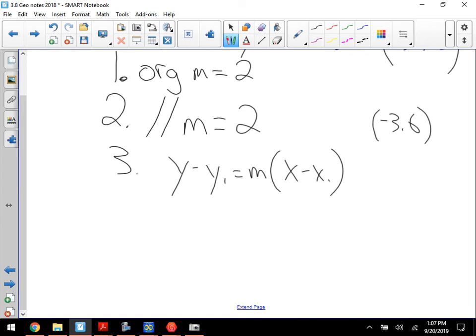So I start filling in the blanks. Well, that means our y sub 1 is 6. Our slope is 2. Our x sub 1 is -3. Very good. Whenever we have minus and a negative, we always change it to a +3. And now what's left? Distribute and solve for y. Okay, we distribute and solve for y.